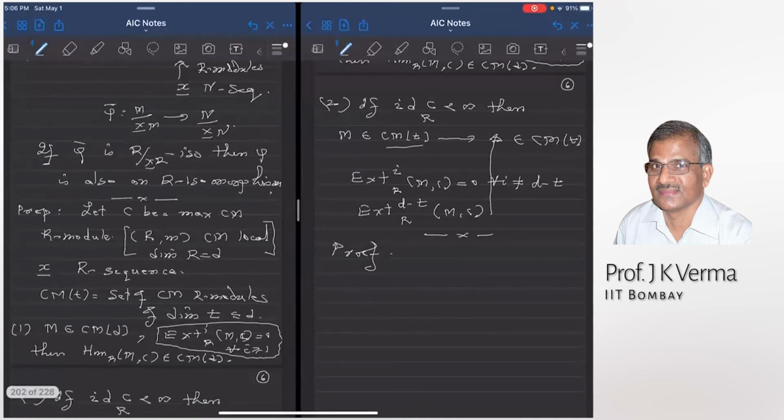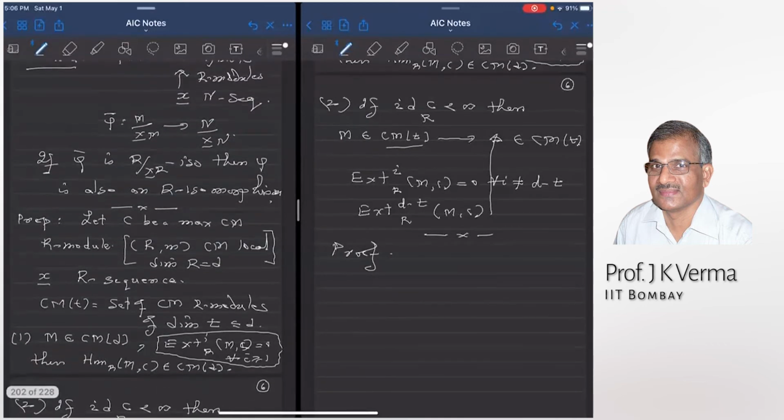The first statement for d equal to 0 is clear. Suppose d is equal to 0. If d is 0, then R is Artinian.